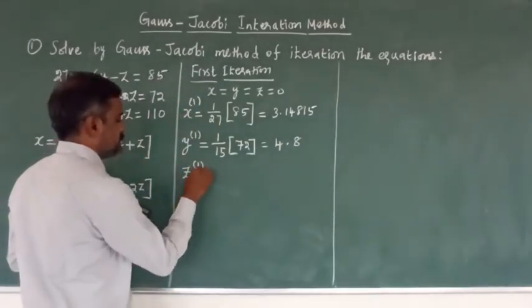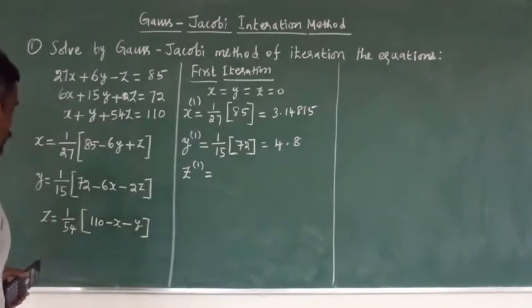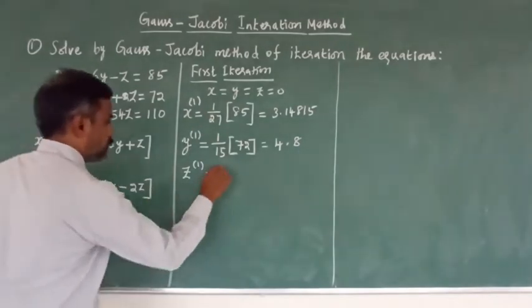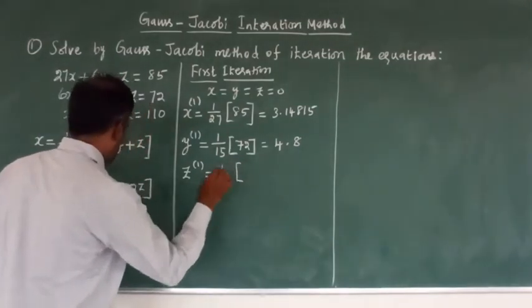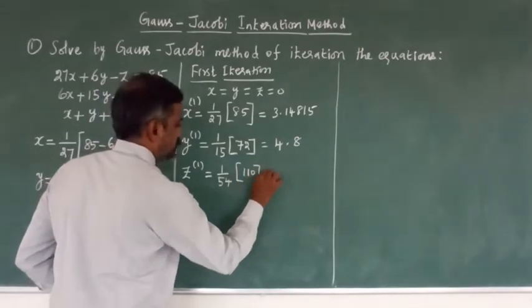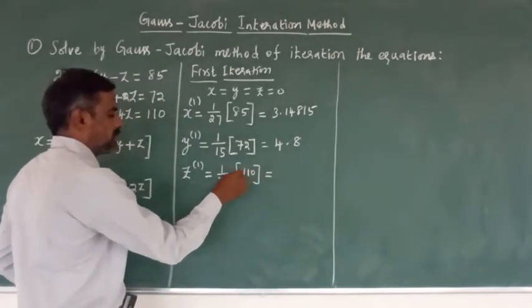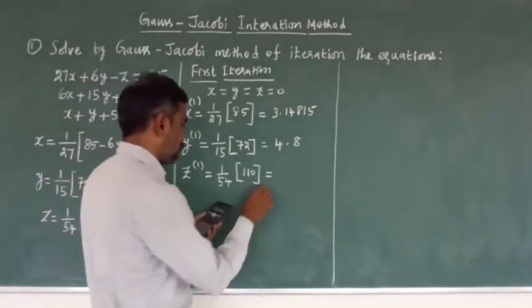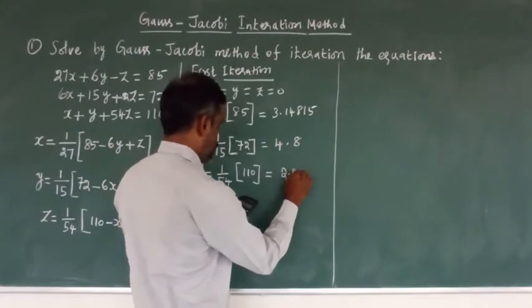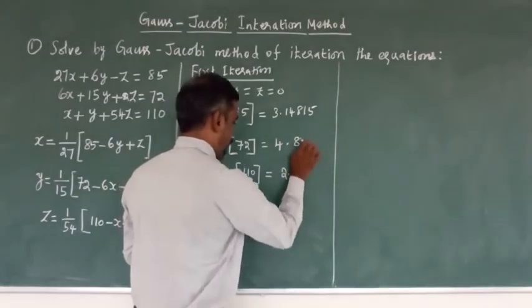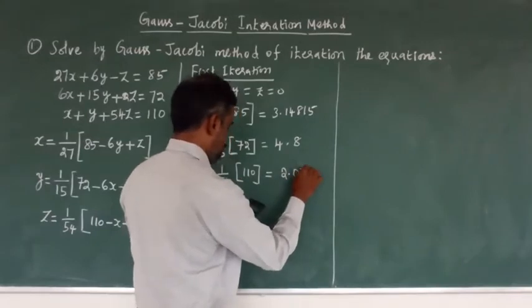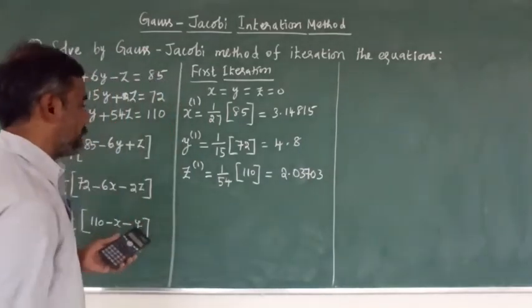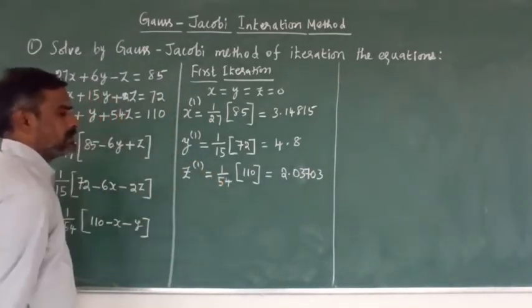Next, for z, in the first iteration we substitute x and y as 0: 1/54 (110). Dividing 110 by 54, we get 2.03. This is our first iteration.